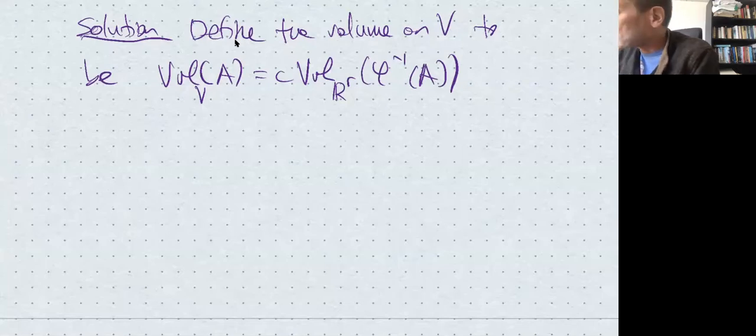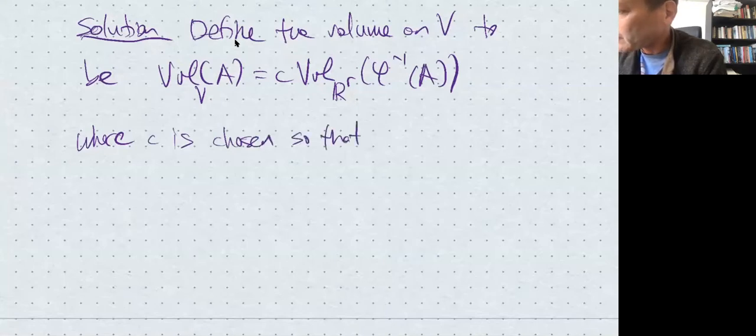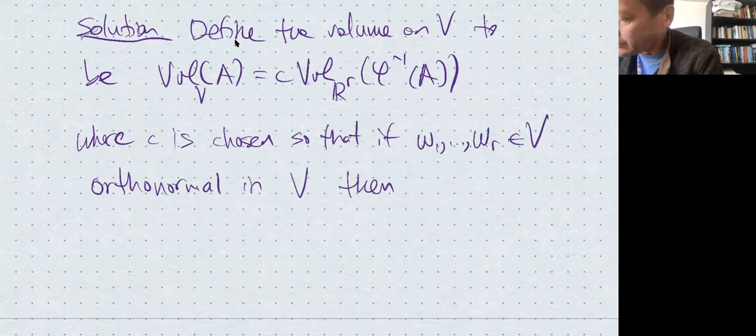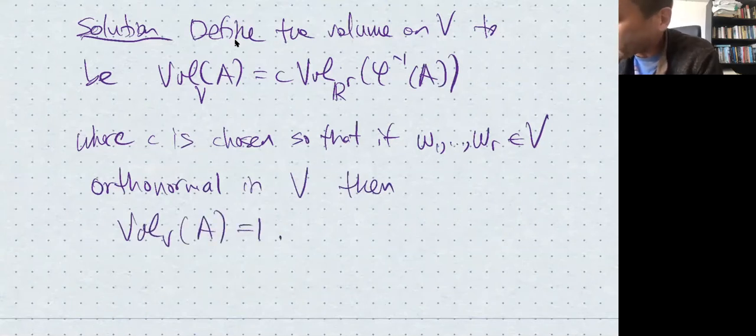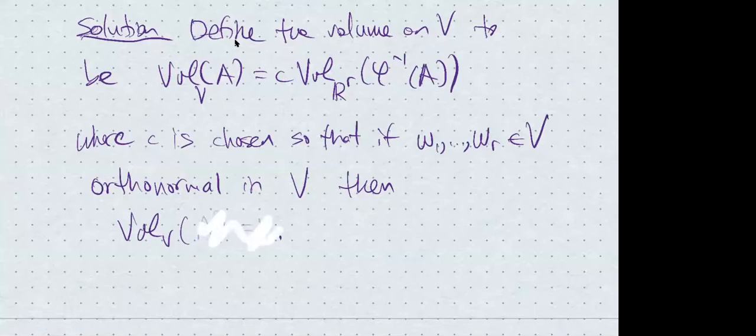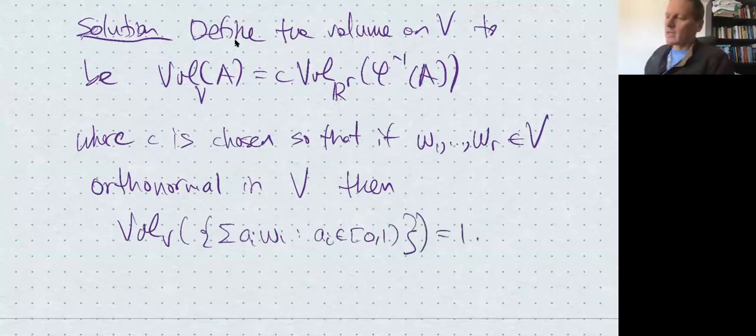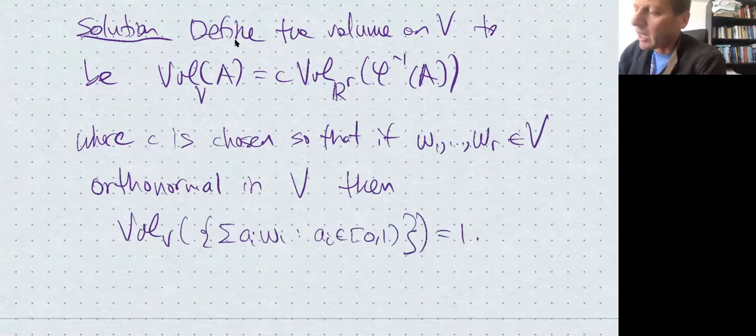But c is not just any scalar, we choose it, where c is chosen so that if we have chosen an orthonormal basis in V, then when we pull it back, the unit cube with respect to this orthonormal basis sitting inside V will be given volume 1.